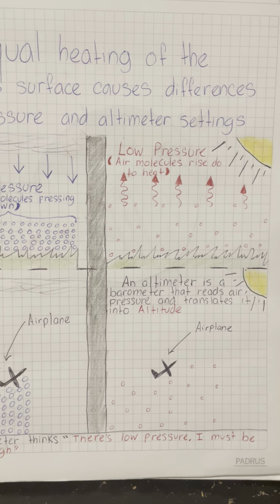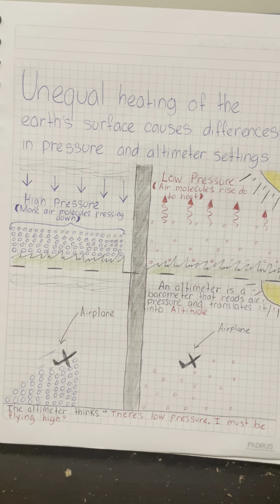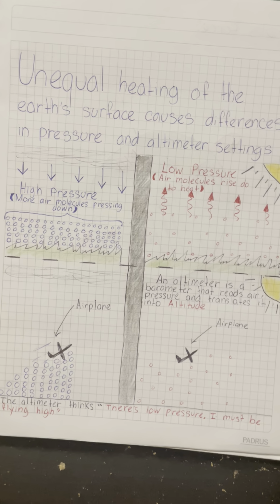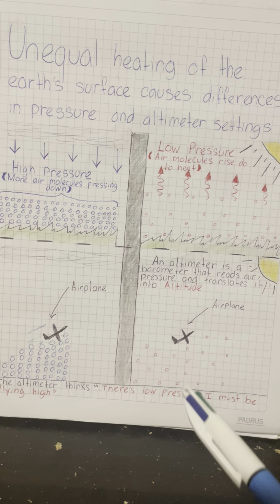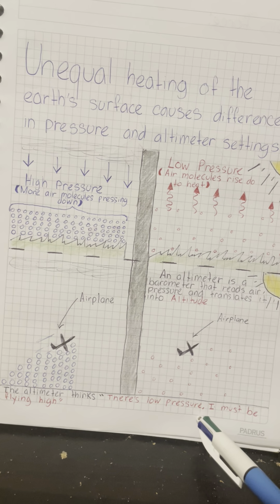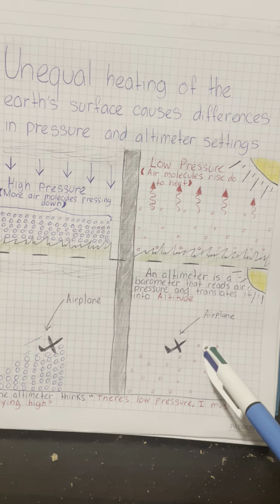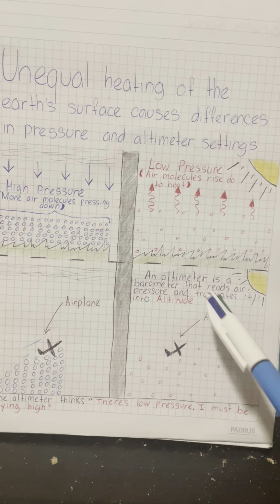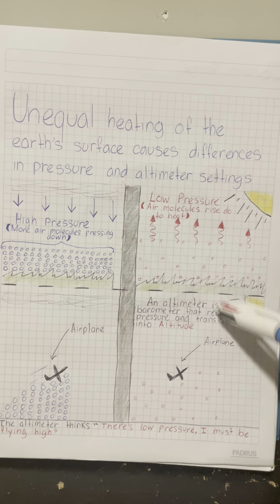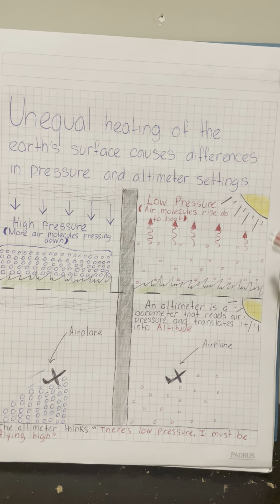Again, I mentioned it before, it's just a simple example of what the altimeter thinks. In this case, the altimeter is a bit confused, and it's thinking, yep, there's definitely low pressure, so I must be flying high. And the problem is, when you read the altimeter, it is not going to show you the proper altitude. So this is a proper example, and this one is a simple example, so you can understand what's going on with the altimeter settings.